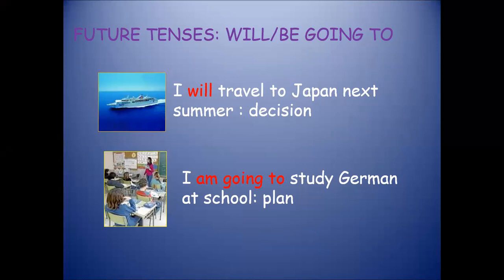I would like to start by mentioning these examples. I will travel to Japan next summer. This would be a decision, something that I already planned maybe. And I am going to study German at a school, and that would be a plan. Would it be correct?